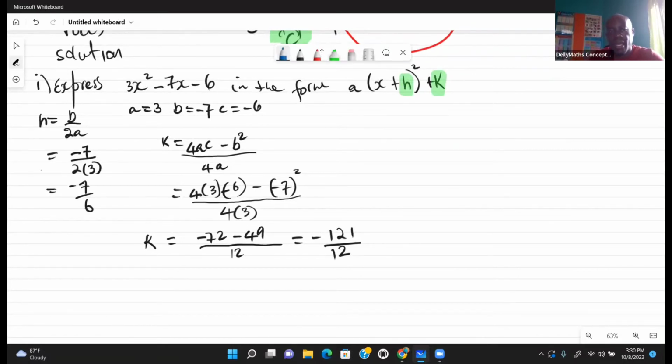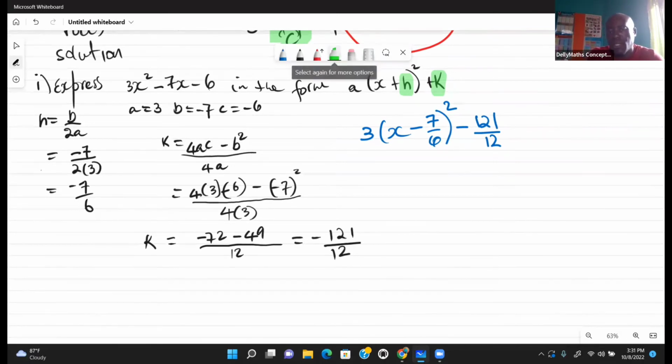For example, a is 3. A, 3 goes outside, open bracket, x. The h is -7 over 6, squared. And then this is minus -121 over 12. That's it. So that's what we do there. We represented it in that format. And we were saying that, guess what? Just observe this. All we did was to find a value for h, and we find a value for k.